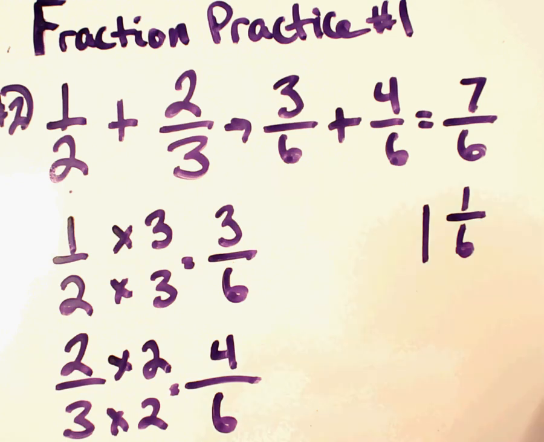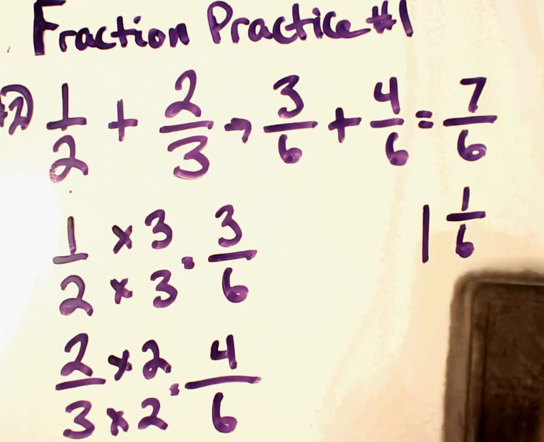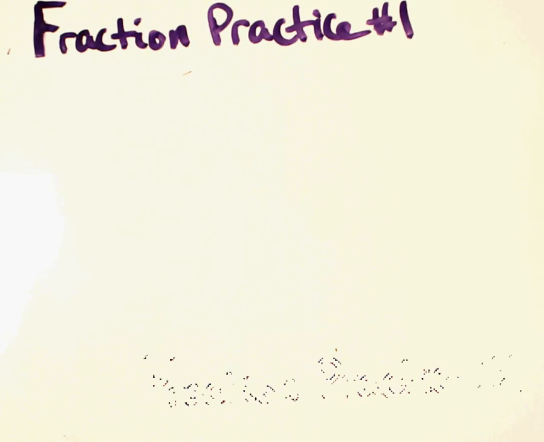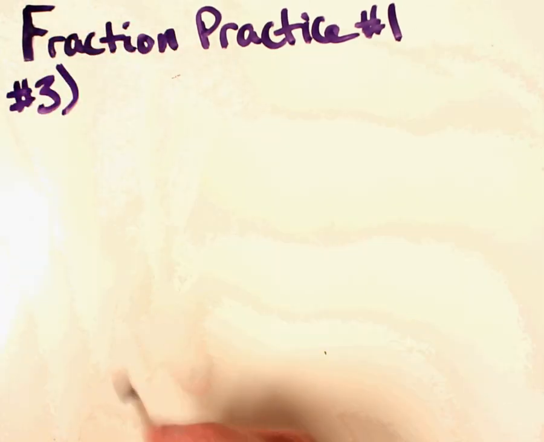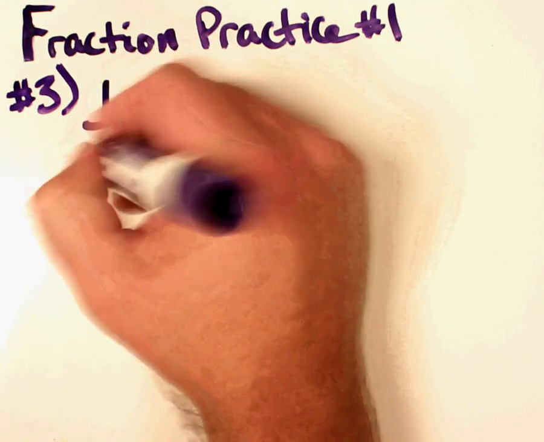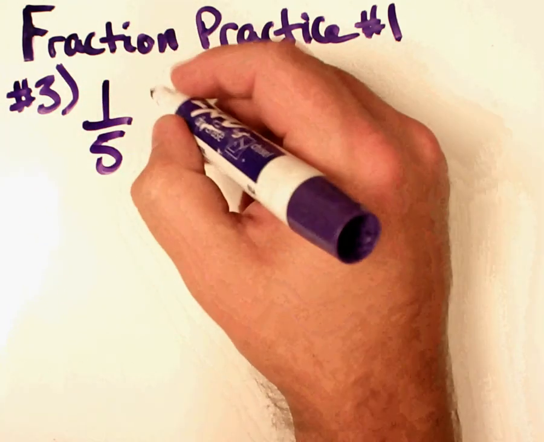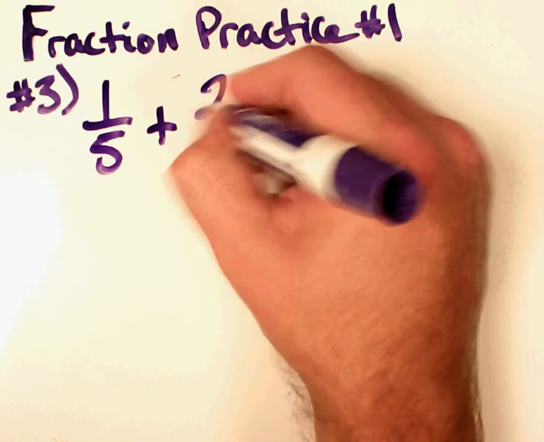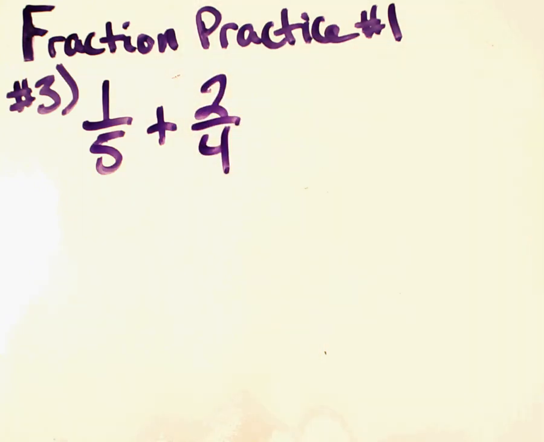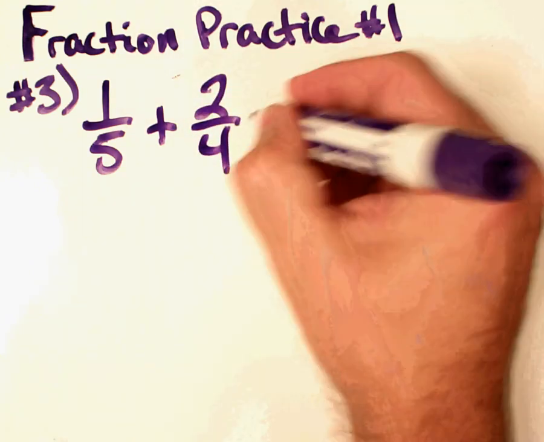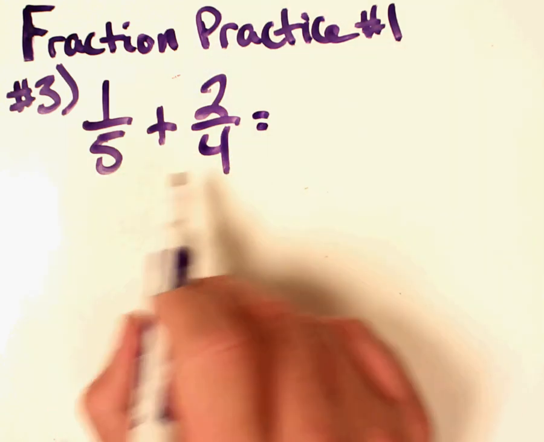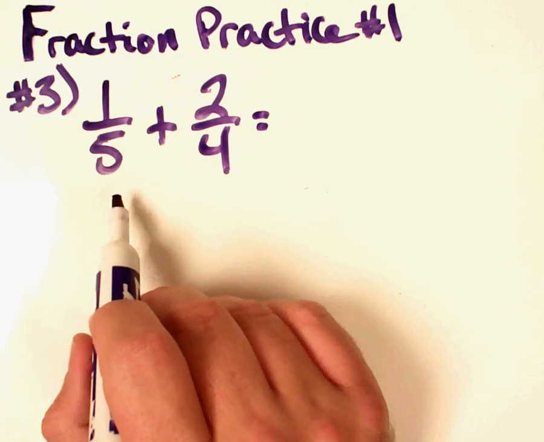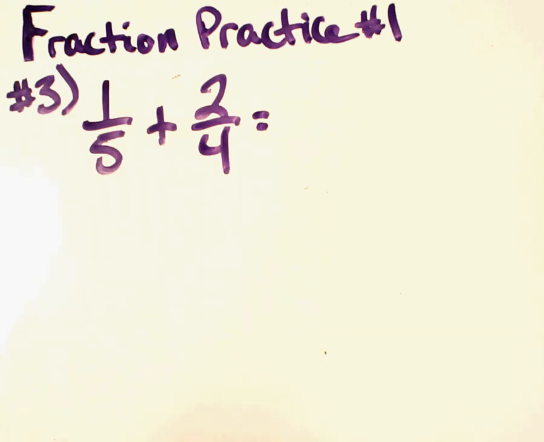Okay, let's go on to number 3. Number 3 is 1/5 plus 2/4. And once again, I cannot add these as they are because the denominators are different. So I've got to come up with a common denominator.